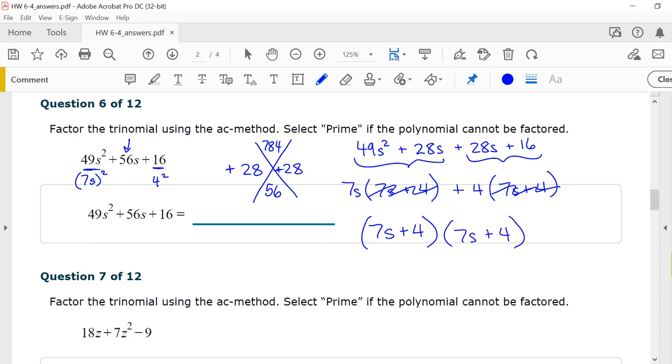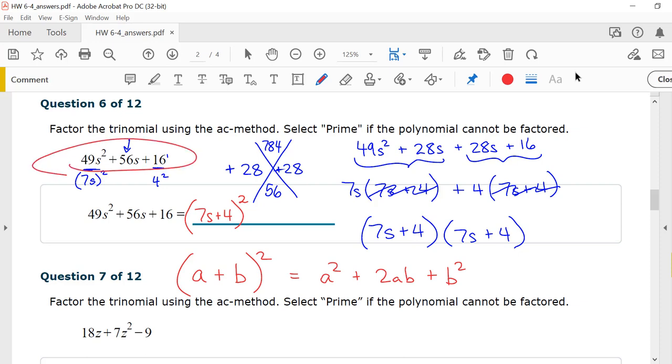Now I told you in the beginning, I noticed that this one was squared and this one was squared. And look what happened. My answer was 7s plus 4 times 7s plus 4, so that's just squared. You should recognize that. If you see a plus b squared, that is a squared plus 2ab plus b squared. You should recognize that, and that's exactly the form that we had here.